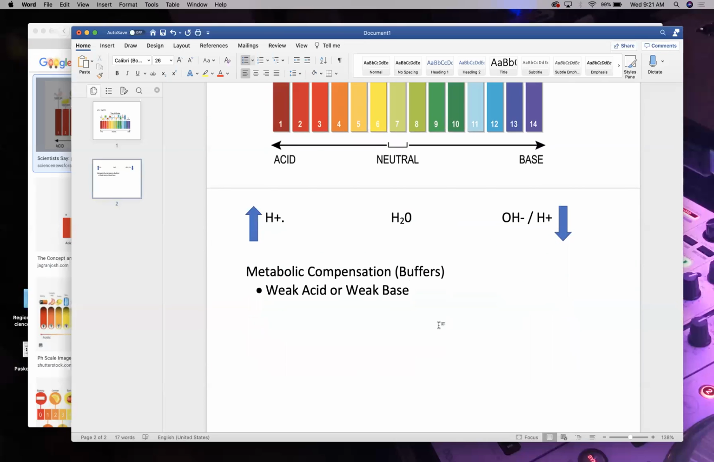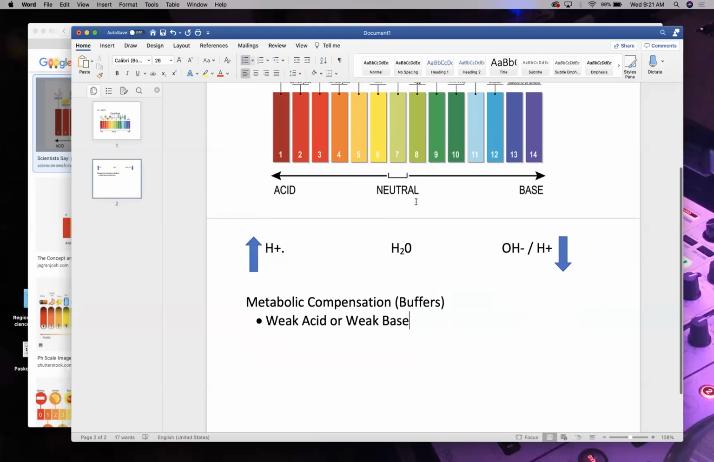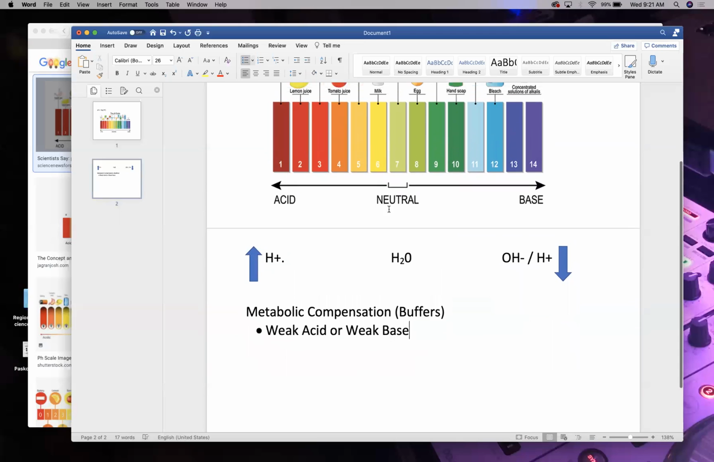So if your kidneys are doing well, if your blood is doing well, your body should keep a neutral pH around 7.4, give or take. But for our purposes, it's 7. Okay, it's here. It's in the middle. So that's metabolic compensation.